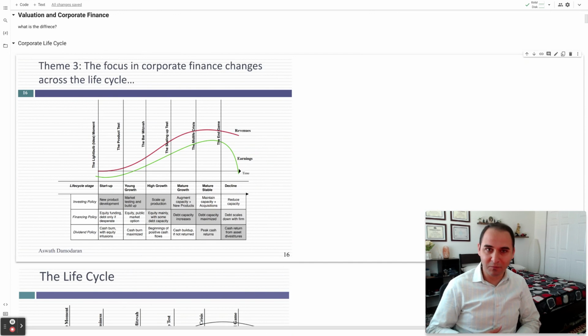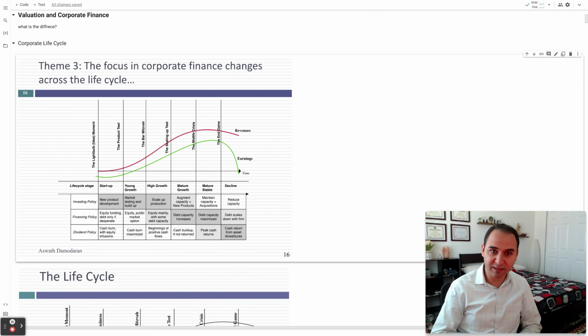Hello and welcome back. This is the second session of discounted cash flow modeling in Python. In today's session, I will be talking about corporate finance versus valuations. What are their differences? And I'll be covering corporate life cycles and the stakeholders in a given business. So let's get started. What's the difference between valuations and corporate finance?